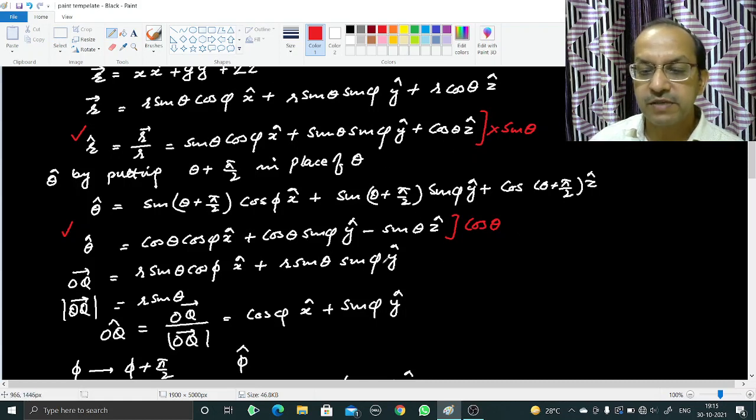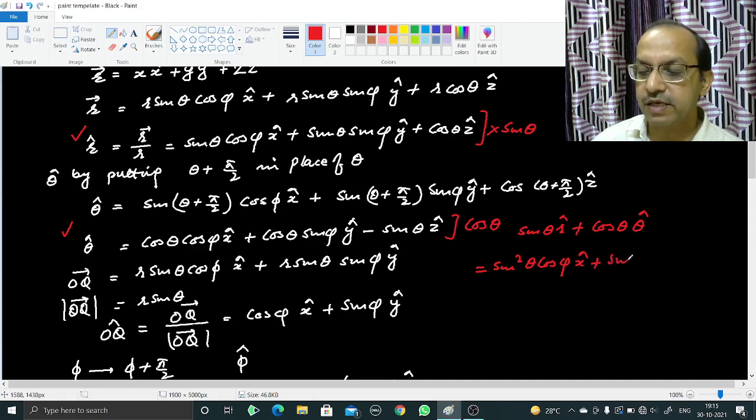So the left side is sin theta r cap plus cos theta theta cap. It will be equal to the sum of these two equations. When I multiply this equation with sin theta, it becomes sin square theta cos phi x cap plus sin square theta sin phi y cap. Then multiplied by cos theta, it will become cos square theta cos phi x cap plus cos square theta sin phi y cap.